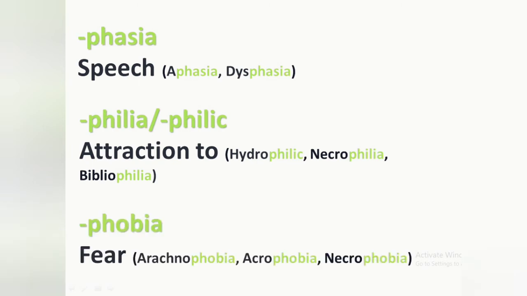Another suffix is phobia, which means fear, where philia means attracted to or love and phobia means fear. And there is medical term arachnophobia. Arachnophobia means it is the condition where a person is scared of creatures having 8 legs such as a spider, scorpion, etc. And next is acrophobia. Acrophobia is the condition where a person is scared of height. Next one is necrophobia. Necrophobia means intense fear of dead bodies.